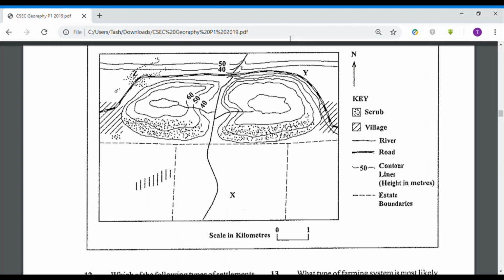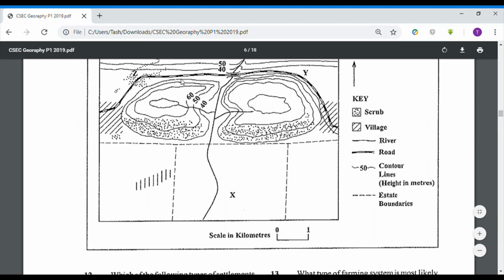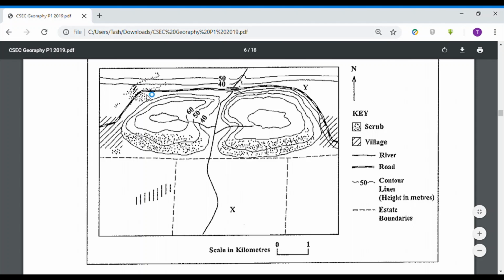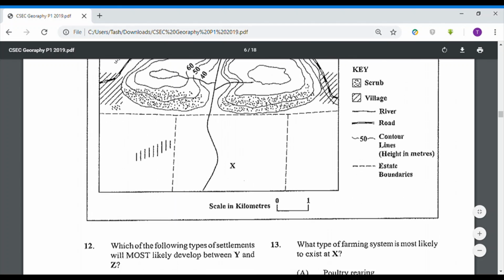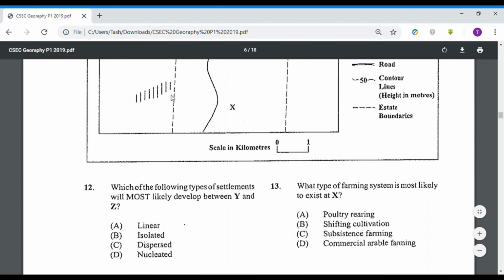Let me just explain the rest. Since it is along the roadway here from Y to Z, you will notice that behind Y and Z, there are 2 contour lines. So it shows that there is elevated land at the back. It also shows that towards the south here, there's also elevated land. So this area is a stretch of flat land along the roadway that would cause development or settlement to take place in a linear pattern.